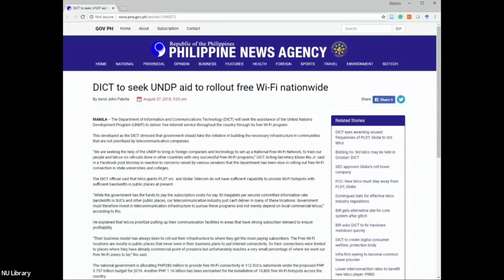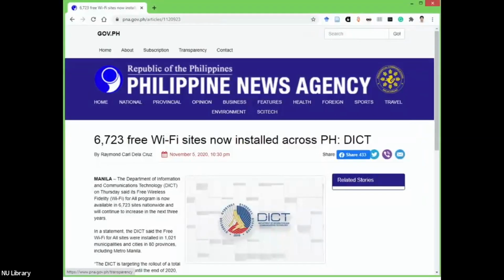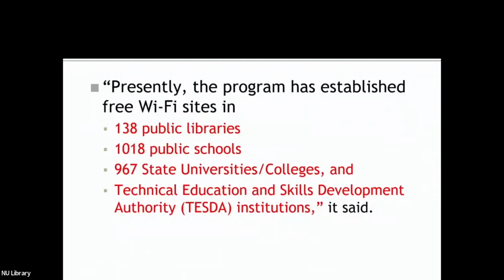So they rolled out free Wi-Fi nationwide because the telcos also improved. There's a report in 2020 that there are 6,000 plus Wi-Fi sites, and there are currently 10,000 live sites in the country. They're targeting 100,000 Wi-Fi access points by 2023. Usually, they place the free Wi-Fi in public libraries and most state universities, and they also place it in academic and school libraries.